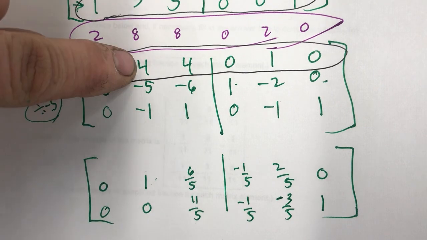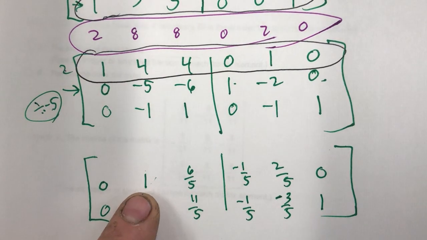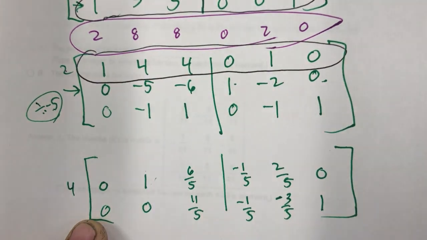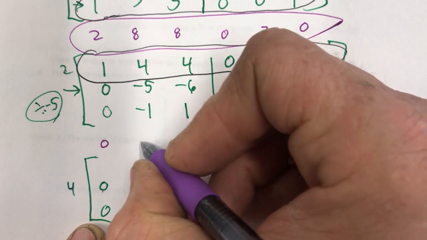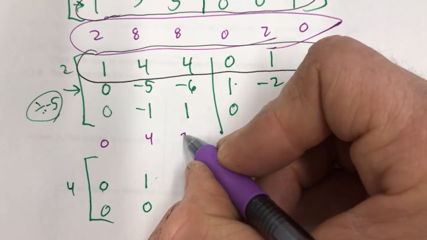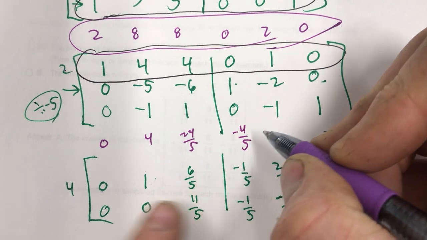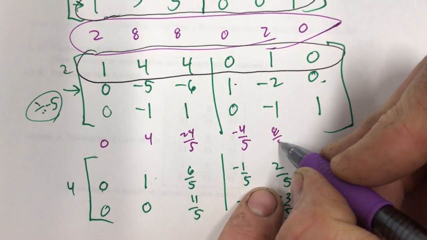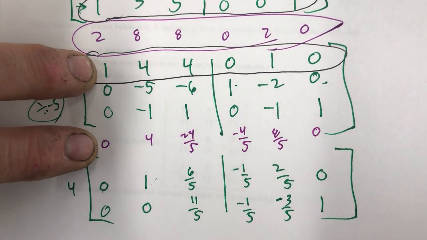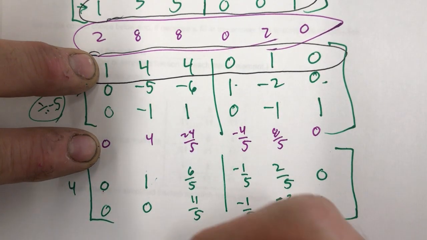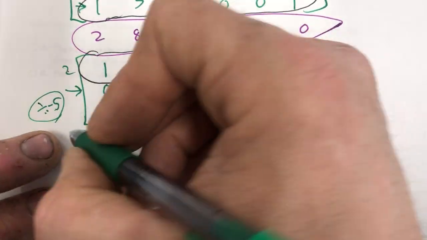Now up in the top of here, it's a 4. So I need that to be a 0. So what I'll do is I'm going to take this one here times 4. I'm going to go right in the middle. 4 times 0 is 0. 4 times 1 is 4. 4 times 6/5 is 24/5. 4 times negative 1/5 is negative 4/5. 4 times 2/5 is 8/5. 4 times 0 is 0. And then I'm going to take these two right here and add them. So 1 plus 0 is 1. Oh, I'm sorry. I'm going to subtract them.